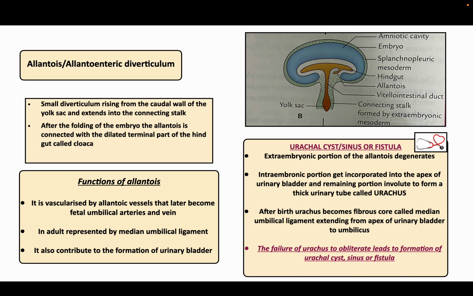Now, this is the urachal cyst or sinus or fistula. The extraembryonic portion of the allantois degenerates. The intraembryonic portion gets incorporated into the apex of the urinary bladder, and the remaining portion involutes to form a thick urinary tube called the urachus. After birth, the urachus becomes a fibrous cord called the median umbilical ligament, extending from the apex of the urinary bladder to the umbilicus. Failure of the urachus to obliterate leads to the formation of a urachal cyst, sinus, or fistula.